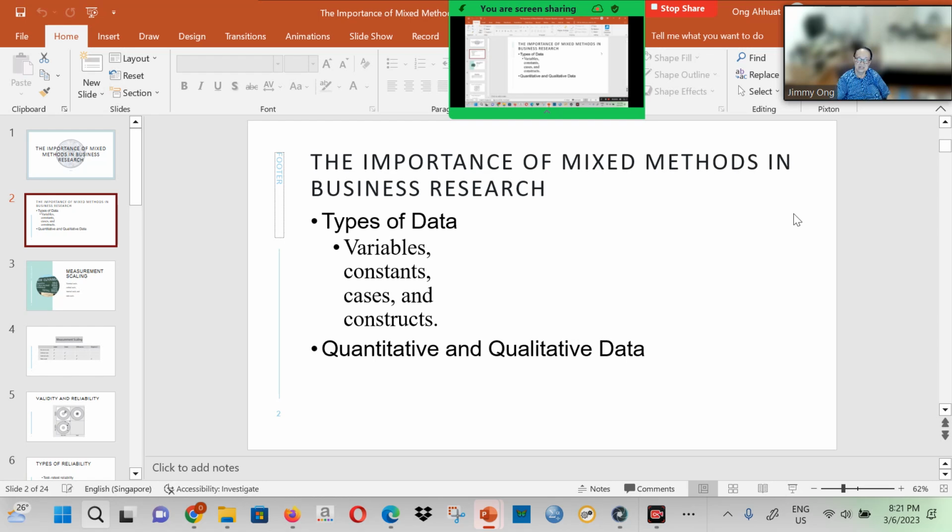You must understand what we mean by variance, what we mean by constant, what we mean by case, right? You have to understand this. Then you can do the type of data. These are data that do not change. These are data that change. These are data based on a certain case.